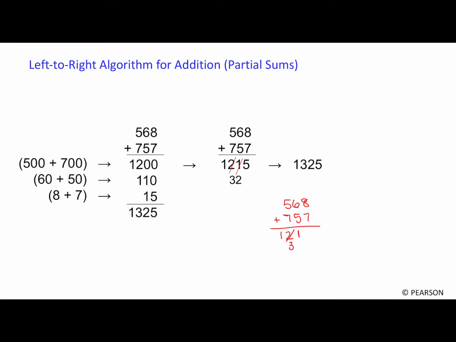Okay, now when I add 8 plus 7, I get 15. Again, I need to add the 1 to this one to get 2, and then I have 5 ones. So my final answer here is 1,325. Okay, so that's what's happening there. Really what I would like to see in your work is this left-hand side that really illustrates how you're using the left to right algorithm.